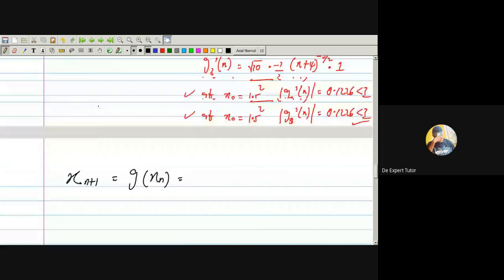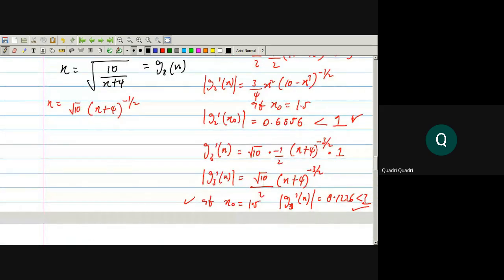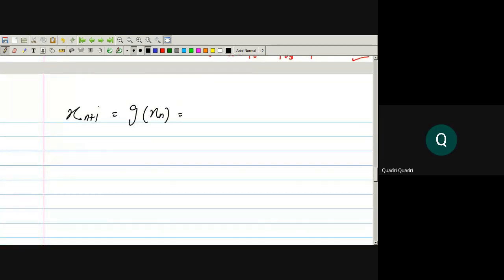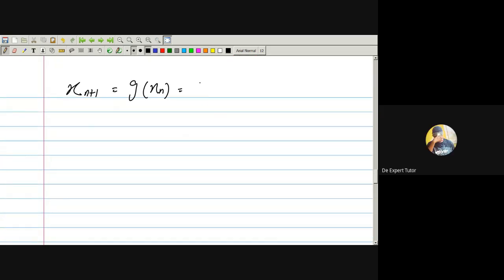What's that third one that we are using? x equals square root of 10 over x plus 4. So square root of what? 10 over xn plus 4. Exactly. So whenever you have x, this is what we are solving now.